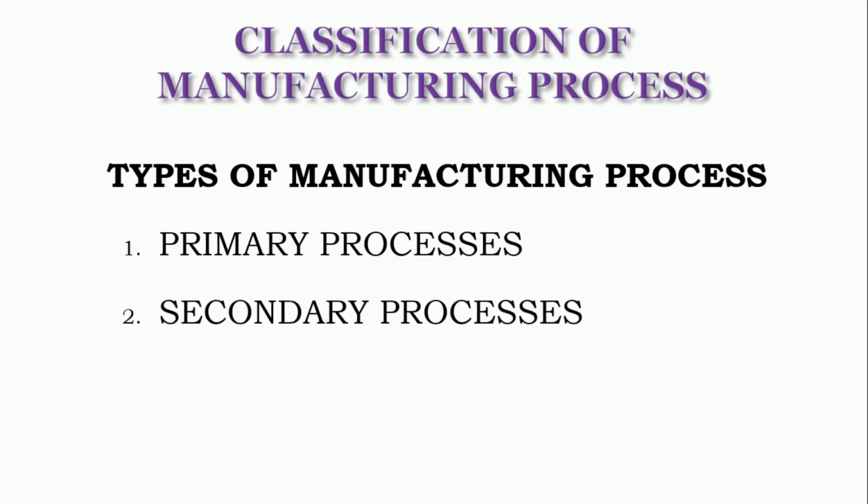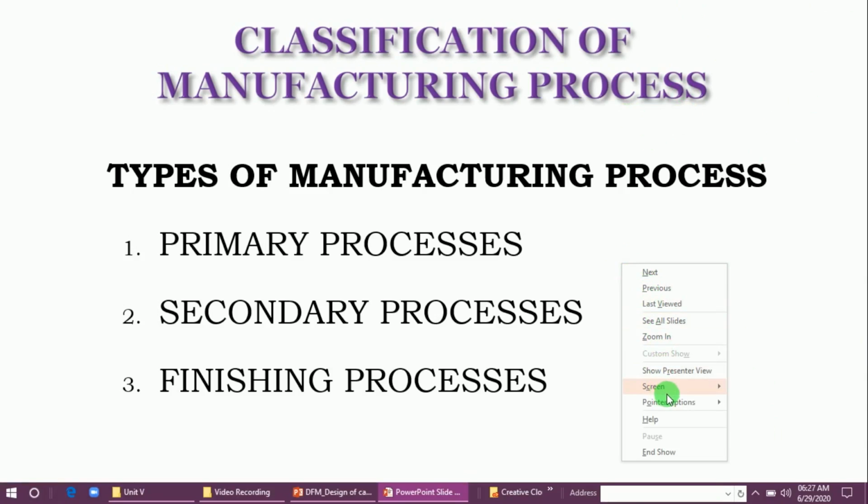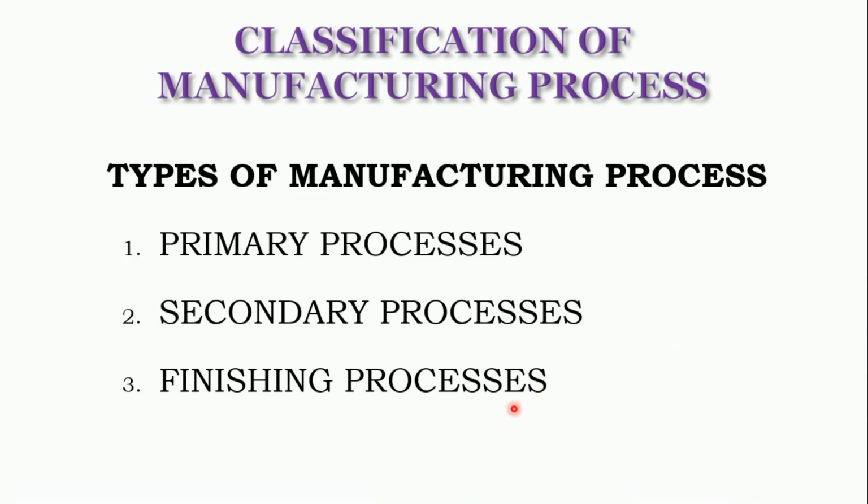Then the second is the secondary manufacturing processes. In this type we include the different types of machining processes. And third is the finishing processes. All of you know that finishing processes are part of grinding, lapping, burnishing, and superfinishing. These are the three major types of manufacturing processes: primary, secondary, and finishing.